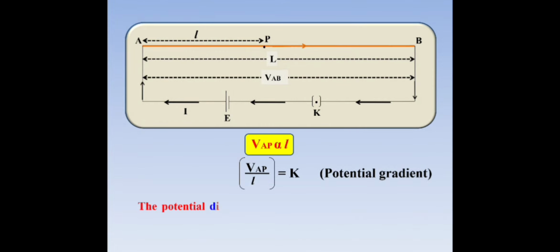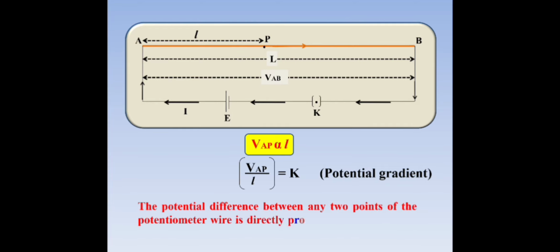Therefore, we can say that the potential difference between any 2 points of the potentiometer wire is directly proportional to the length of wire between these 2 points. This is the principle of potentiometer.